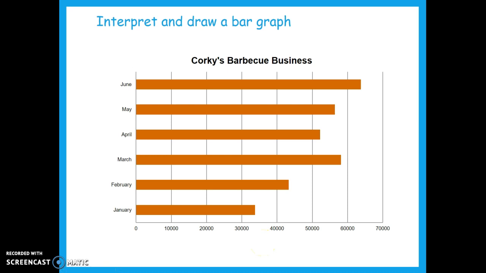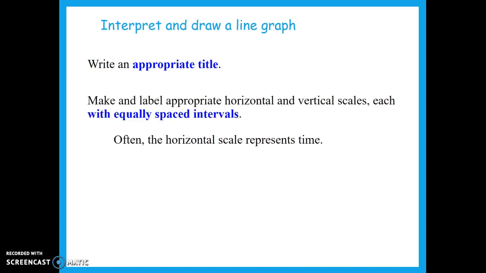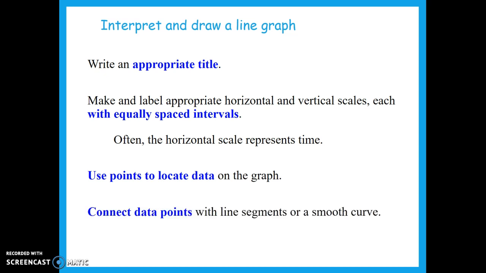So for us to be able to interpret this graph, we need to make sure that we not only label our axes with their values, meaning this would be categorical, so the months, or quantitative, which is the value, but also what are these months and what are these values. We're going to do a similar thing for our line graph. Write an appropriate title, mark and label appropriate horizontal and vertical scales. Remember that they should be spaced evenly for your intervals. Often the horizontal scale represents time when we're looking at a line graph. Use points to locate data on the graph, and then connect your data points with line segments or a curve if necessary.